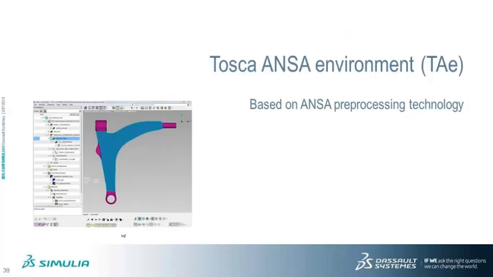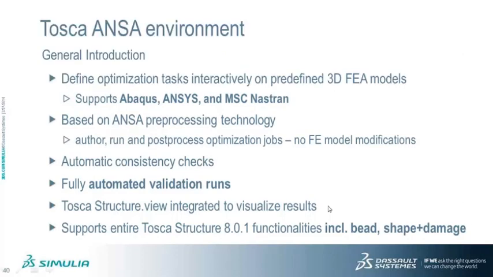We would also like to present all the other major enhancements of this release for the other graphical user interfaces. The other graphical user interfaces were already available with Tosca, but we have also made some improvements there. Let's start with the Tosca ANSA environment. This interface is based on ANSA technology. It is a subset of ANSA, but it contains everything that you need to author an optimization task, to run the optimization, and to post-process. Since ANSA is also open and has interfaces to different FE solvers, we also support optimizations running with Abaqus, ANSYS, and MSC Nastran. So you can take your FE solver, just link it, and build your optimization task on it.